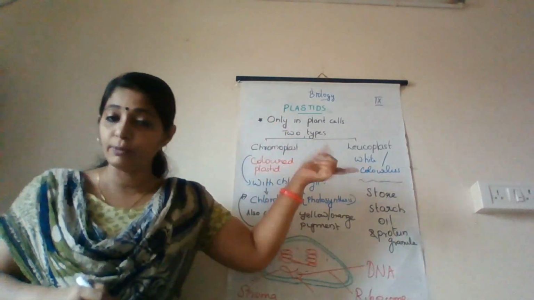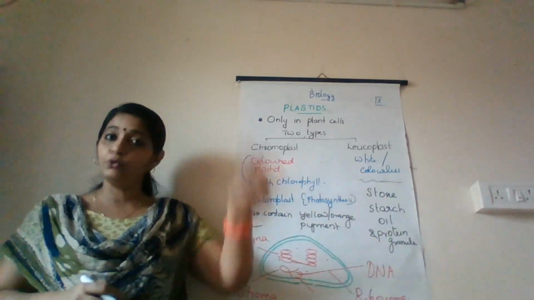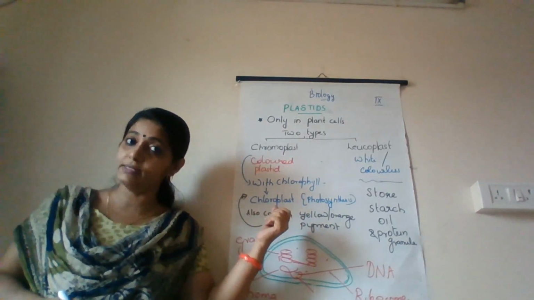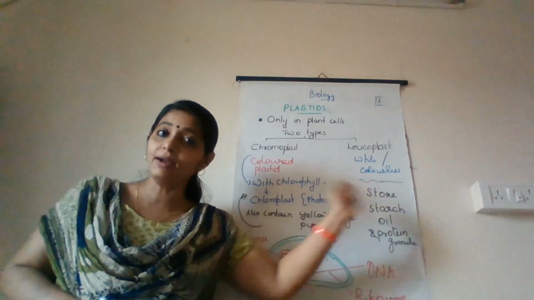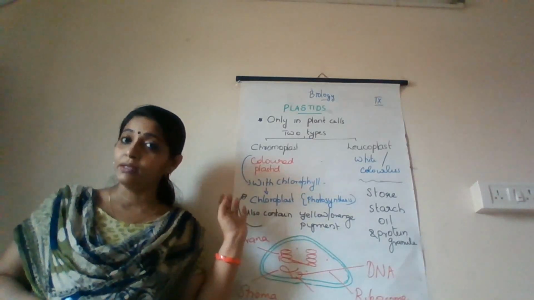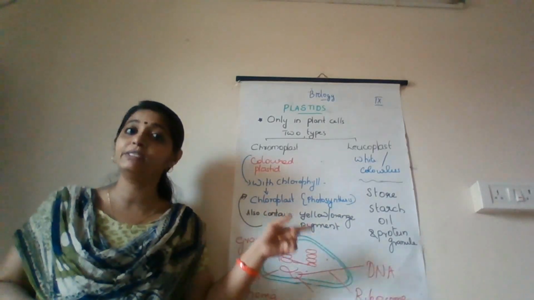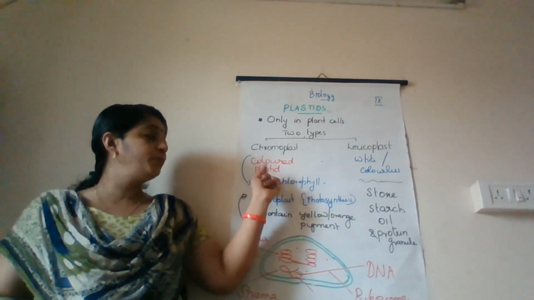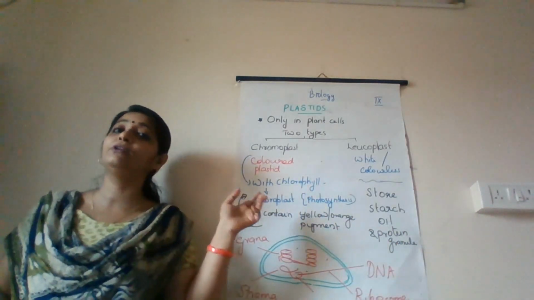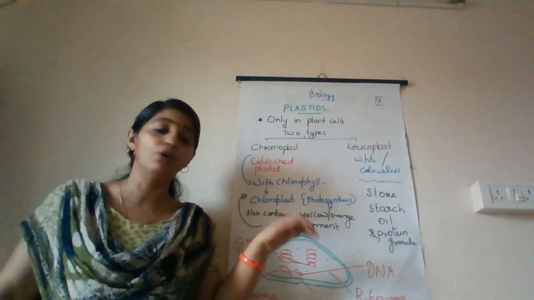Let's see once again about plastids. Plastids are the specialty of plant cells and can be seen only in plant cells. There are two types, chromoplast and leucoplast. Chromoplasts are colored plastids and leucoplasts are white or colorless plastids. Chromoplasts give color to different parts of the plants. The chromoplast which has chlorophyll, the green pigment, helps in photosynthesis and is called chloroplast. It may also contain yellow or orange pigment.